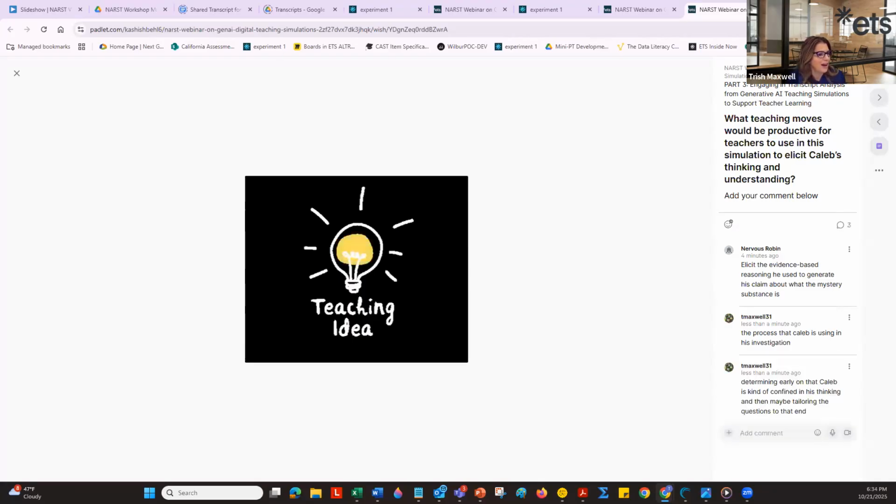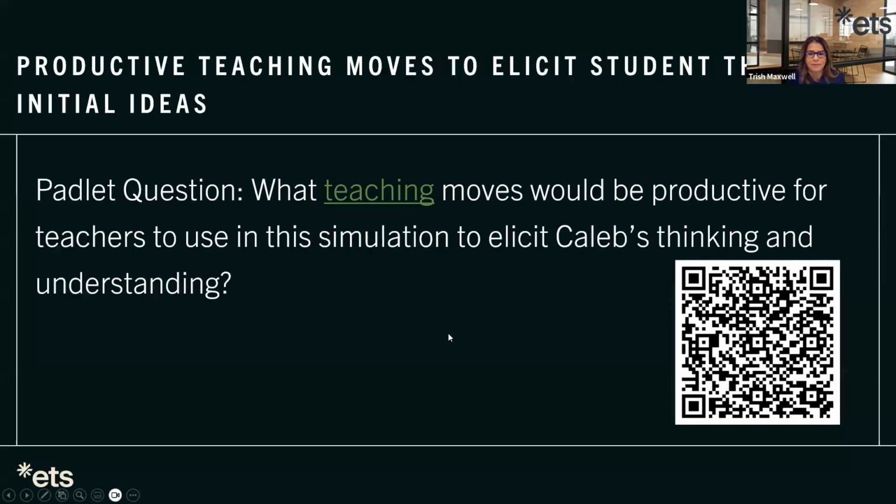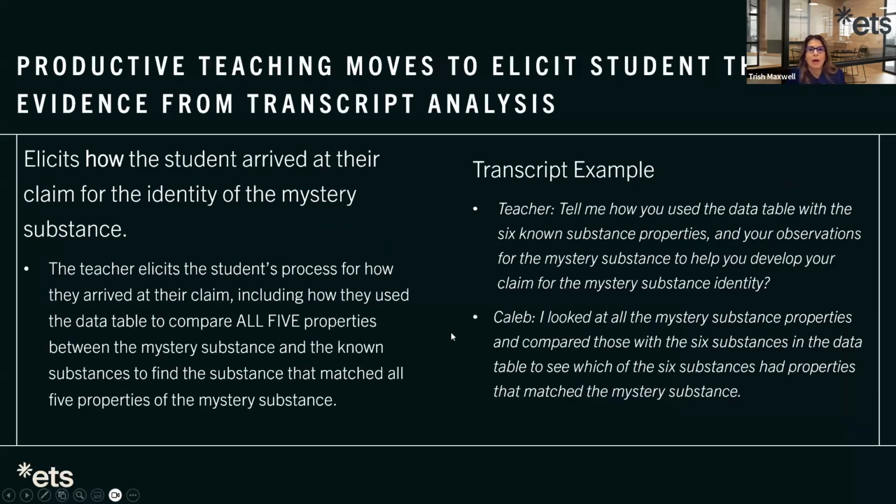Okay. All right. I'll go ahead and take us back to our presentation. I'm going to talk about the first productive teaching move that we identified in our rubric. The first one is related to the process that Caleb is using. What we were looking for is if the teacher elicited from Caleb how he arrived at his claim for the identity of the mystery substance.